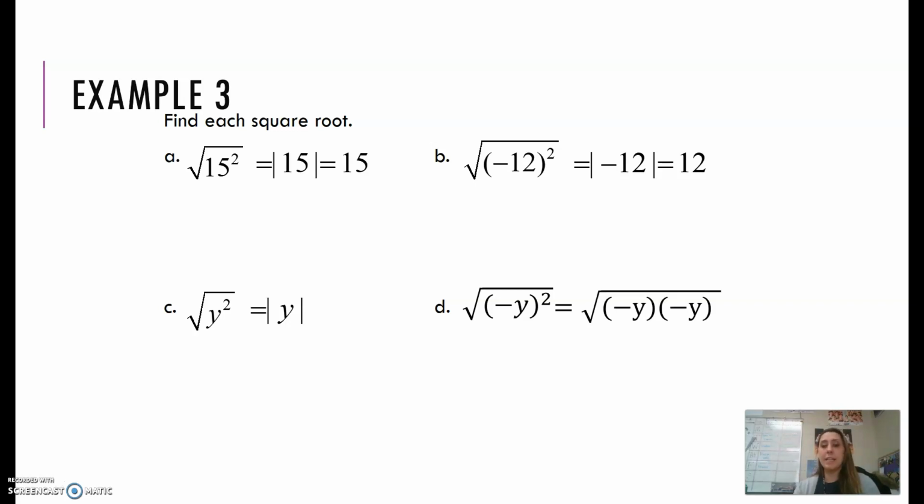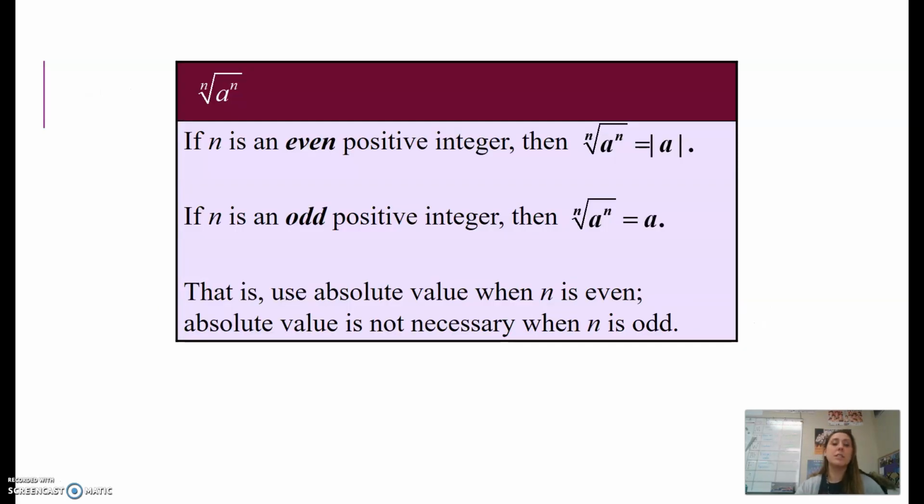And then D, again, I just wanted to show that if we do that, negative y squared really means the square root of negative y times negative y, which is going to be a positive y. So it's the absolute value of y. So here's the big thing. If our n is a positive integer, an even positive integer, then we're going to have the absolute value of a.